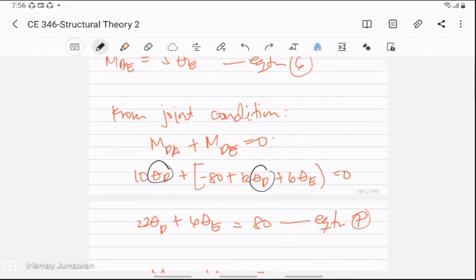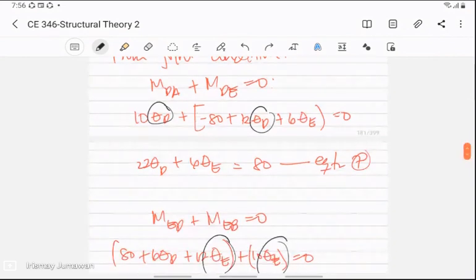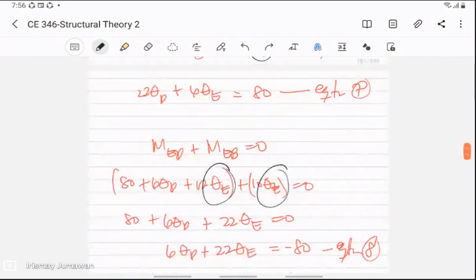We also have another condition, that is moment ED plus moment EB is equal to 0. So we substitute again the values of the moments. We can have this equation 8. So we have equations 7 and 8. It depends on you what method to use; for me, I used elimination. You may use another method in determining theta D and theta E, it's up to you, as long as you determine the rotations. Okay, so here, 7 and 8.